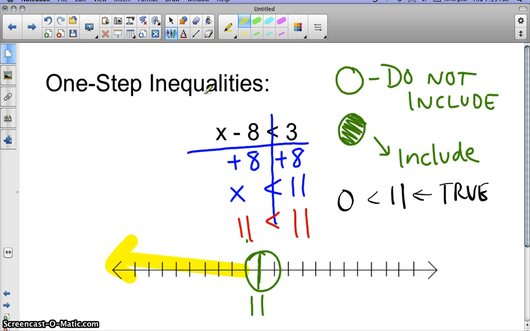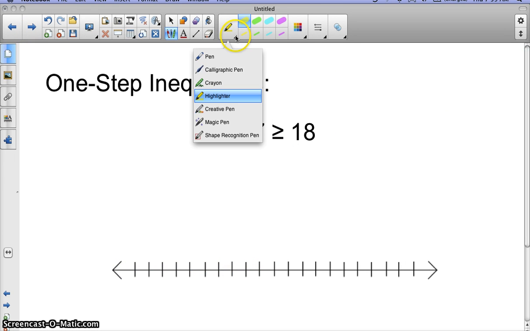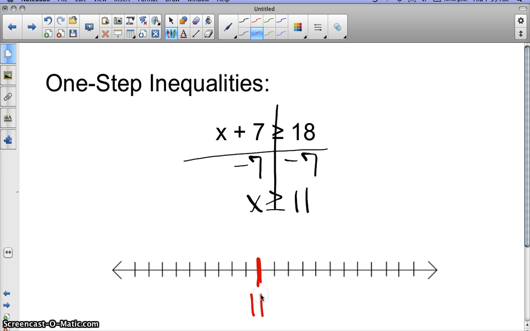All right, let's try another one just to make sure everybody's on the same page. So, same kind of thing. Start with your t-chart. This one we're going to subtract 7 from both sides. Now this one says x is greater than or equal to. This one just happens to come out to be 11 again. So again, make our mark, write down a number, circle it.